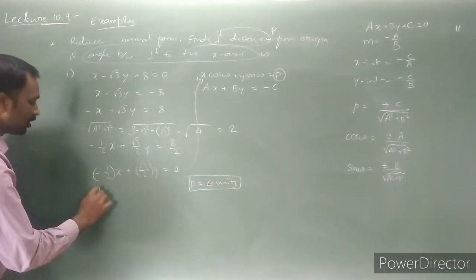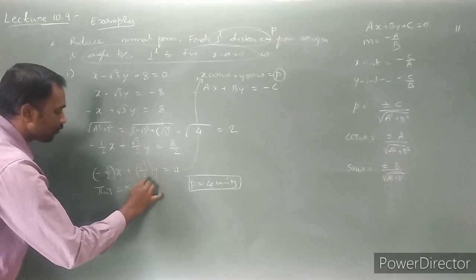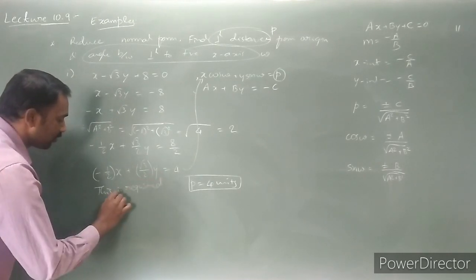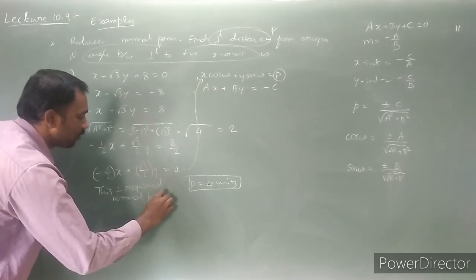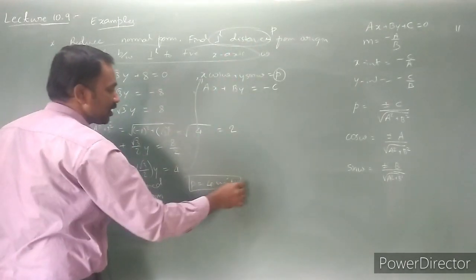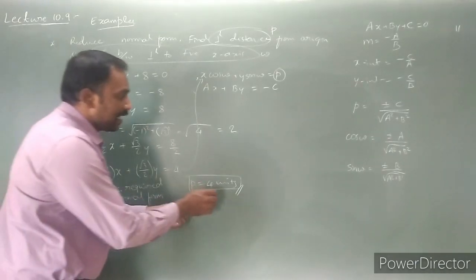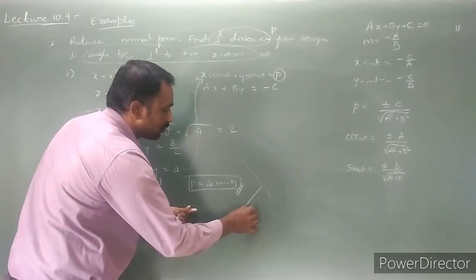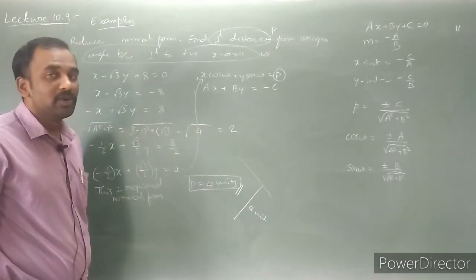Or else this is right. This is the required normal form. In the normal form, which is called the perpendicular distance. What is the perpendicular distance? 4 units. It is a line having a 4 unit distance from the origin.